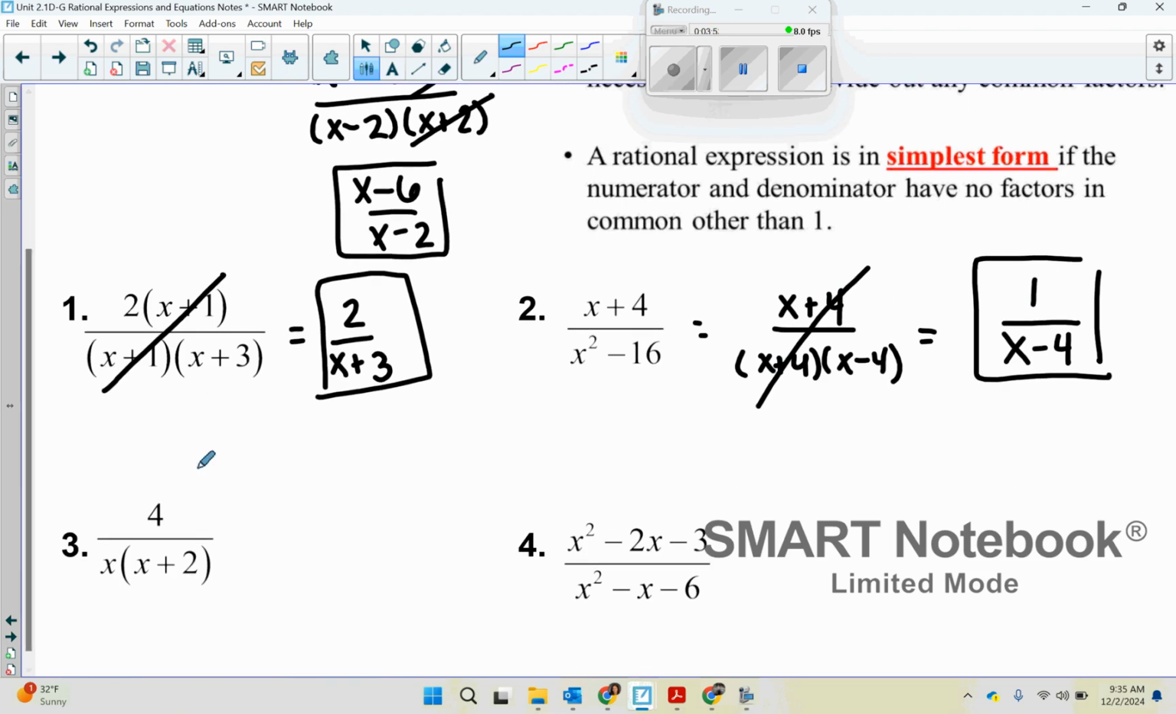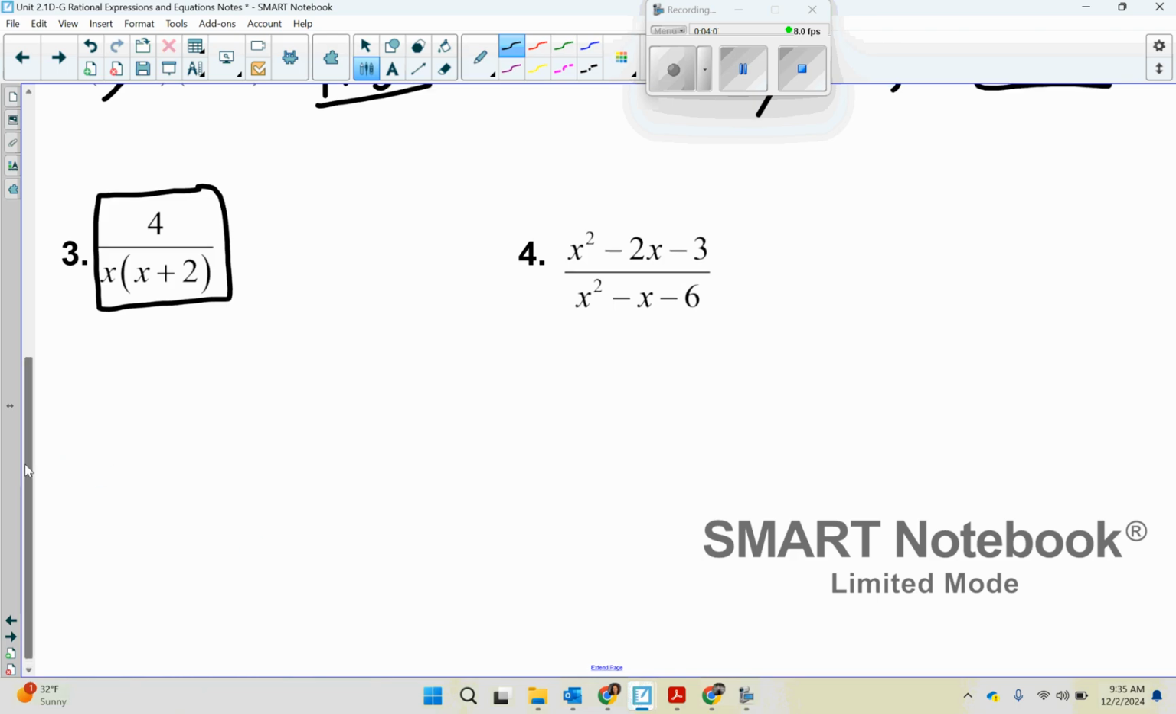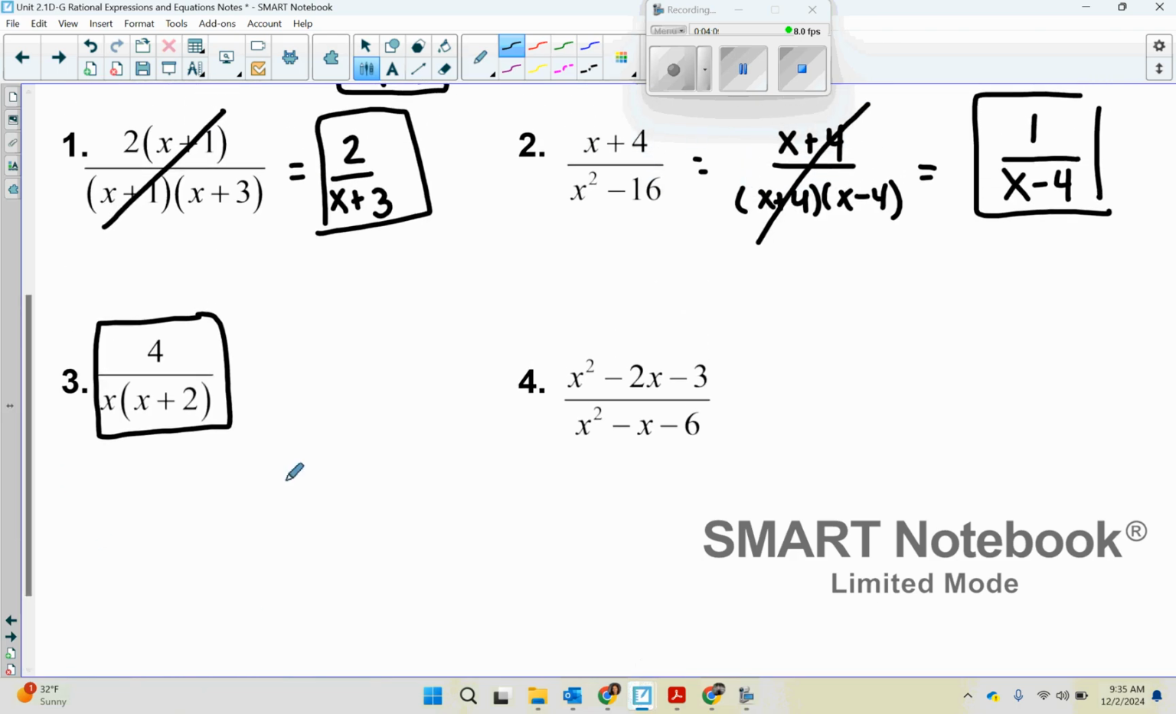Down here, you're going to ask yourselves, are there any common factors? There are not. This is actually in simplest form. It cannot be factored any further. Nothing can be canceled. So that's okay. Don't cancel things just because you can. Make sure what you can actually cancel before you're doing it.